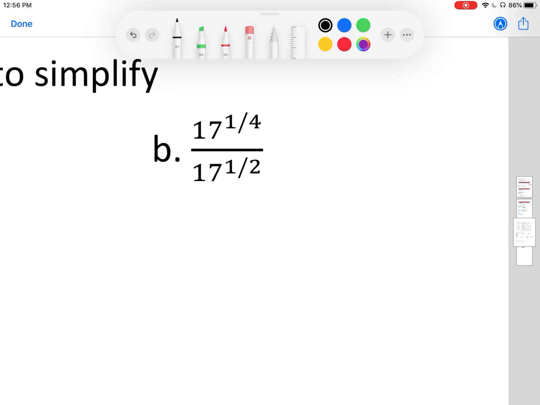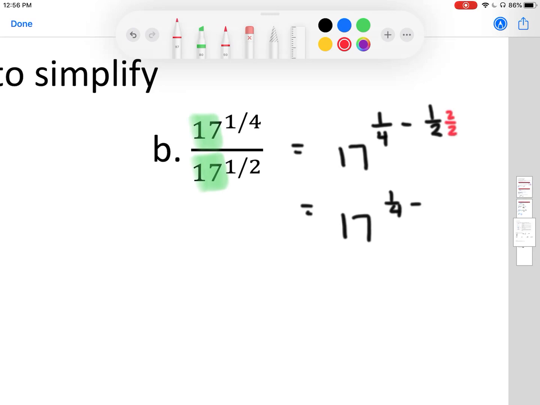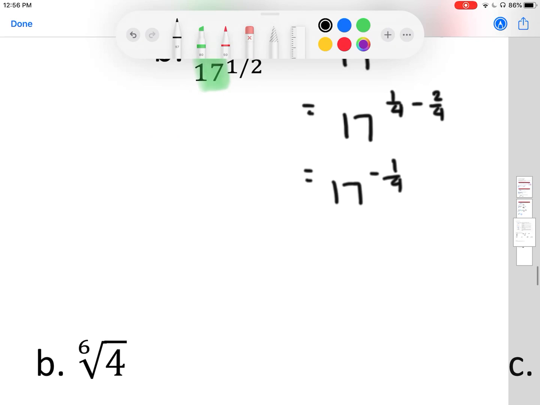B. I see we have the same base and we're dividing. So we're going to take our base and subtract our exponents. So I have top minus bottom, 1/4 minus 1/2. I need to rewrite it so I have the same denominator: 1/4 minus, I multiply by 2/2 to get a denominator of 4. And I have negative 1/4 power. I have 17 raised to the negative 1/4 power. And we want to make it positive, so I have 1/17 to the 1/4 power as a fraction.